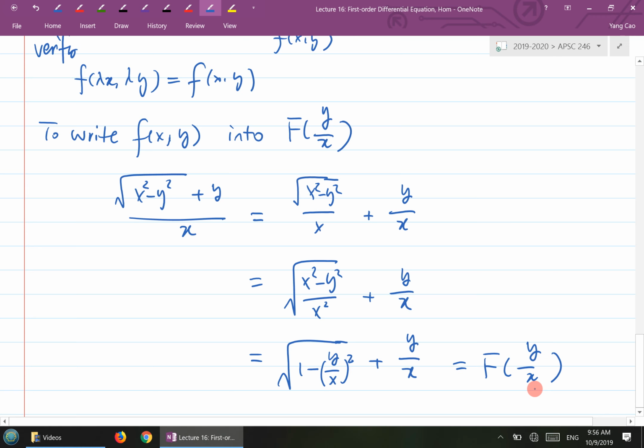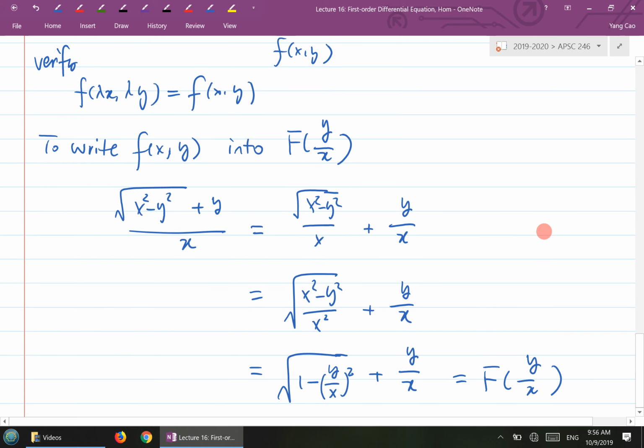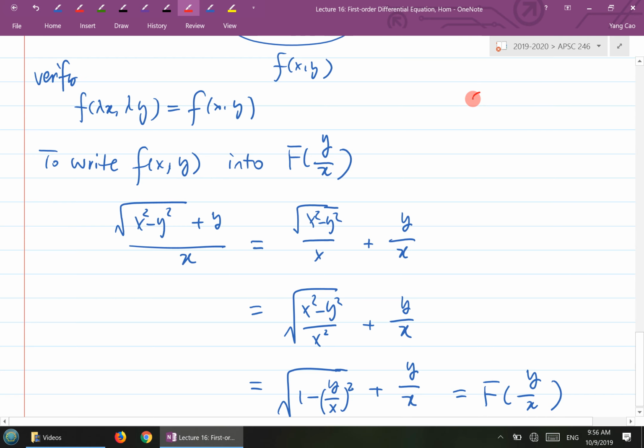So good? Yeah. So you can practice this kind of thing yourself. For example, just to give you a practice of this, let's say you have xy over x squared plus y squared. If this is a function, small function f, how do we write it into a function of y over x? So what do we do with this one?